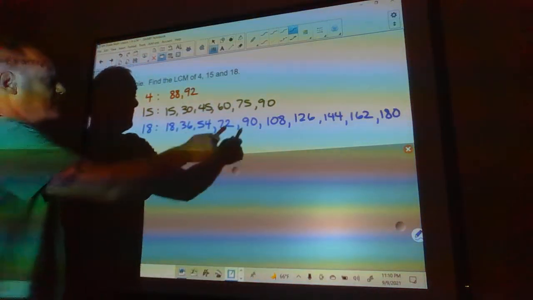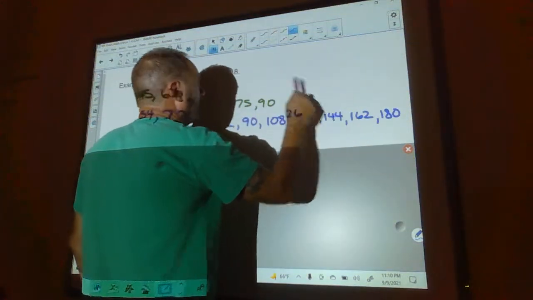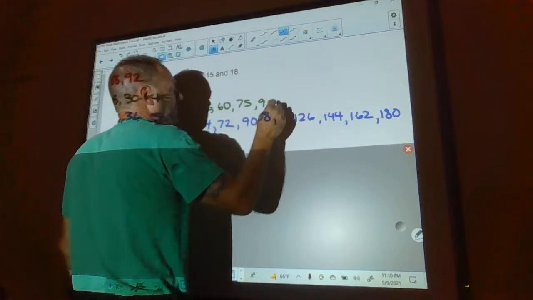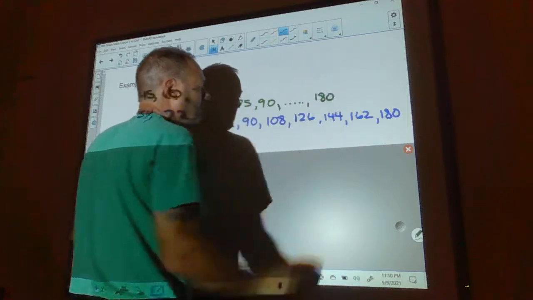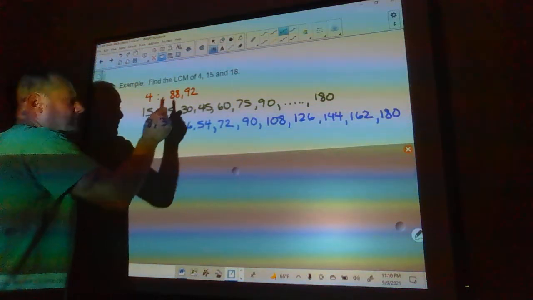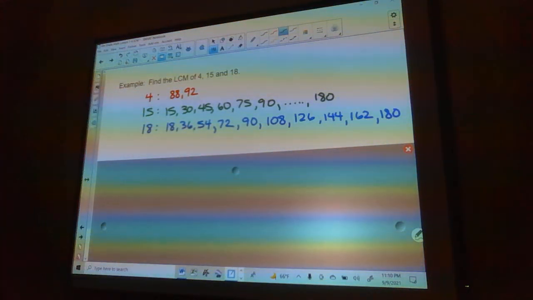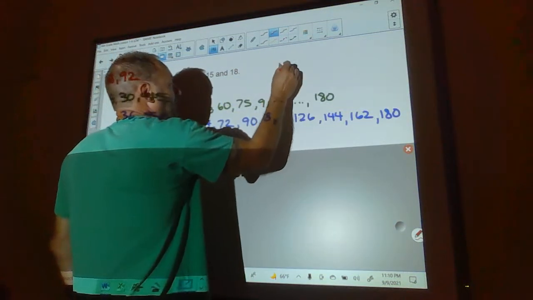Okay, now I know that 90, if I go by 15s, I'm going to get 90, which means another 90, I'm going to get 180 again. So I'm not going to write all those out. But 180 is going to be there. Now the question is, if I keep going with 4s, will I get to 180? I don't want to write those all out, so 180 is my candidate.